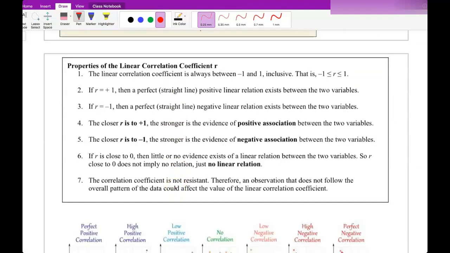Okay, next page. We have the properties of the linear correlation coefficient R. Number one, the linear correlation coefficient is always between -1 and 1. If our correlation coefficient is equal to 1, then we have a perfect straight line, a perfect positive linear relation between the two variables. This means we have 100% positive association.